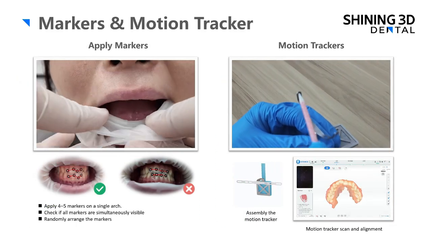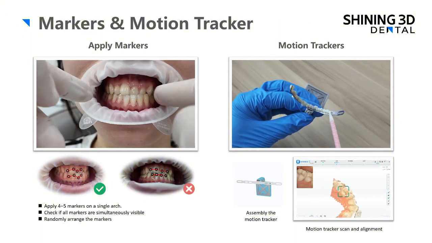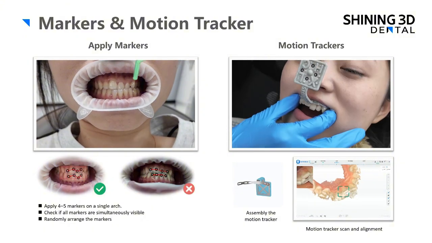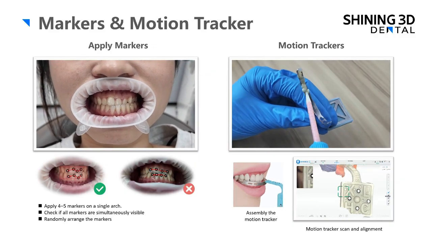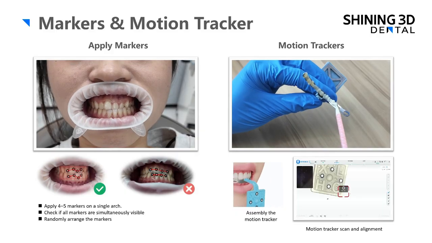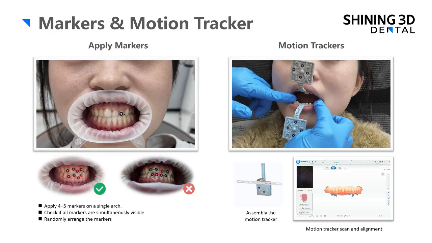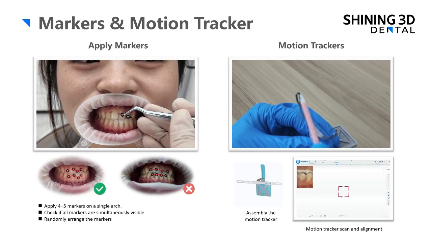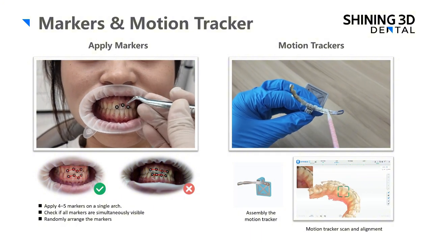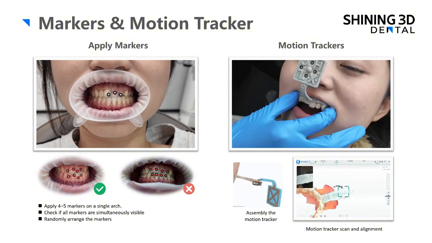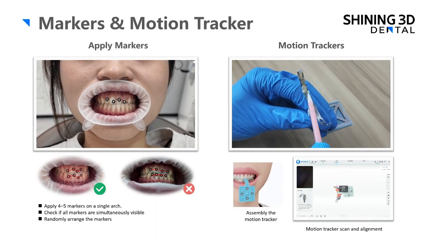If we choose different options to apply the markers, we have different methods or requirements for that. If you choose to apply the markers directly on the patient teeth surface, as you can see, we recommend applying 4 to 5 markers on a single arch. So each jaw, 4 to 5 markers. And make sure they're placed on the incisor area, or the front view that can be captured by the device or the MetiSmile.